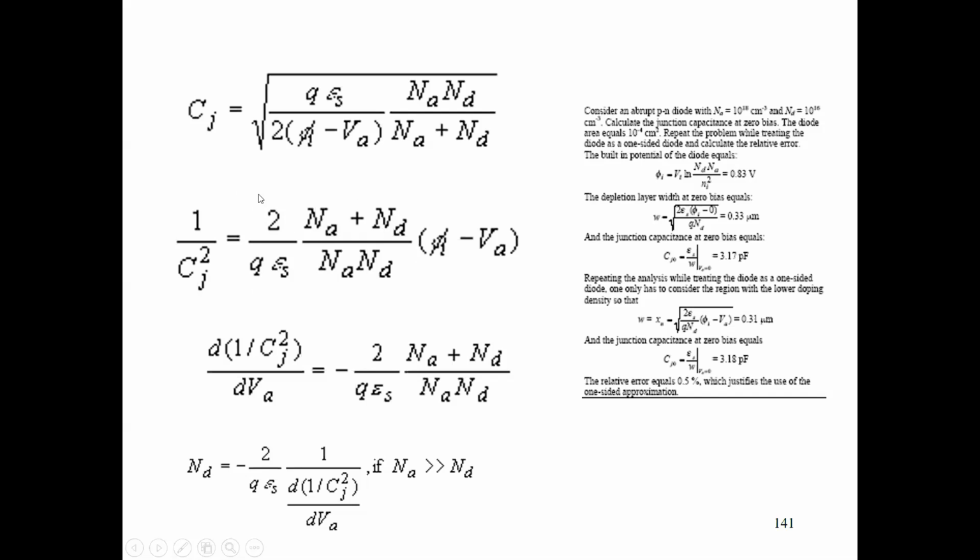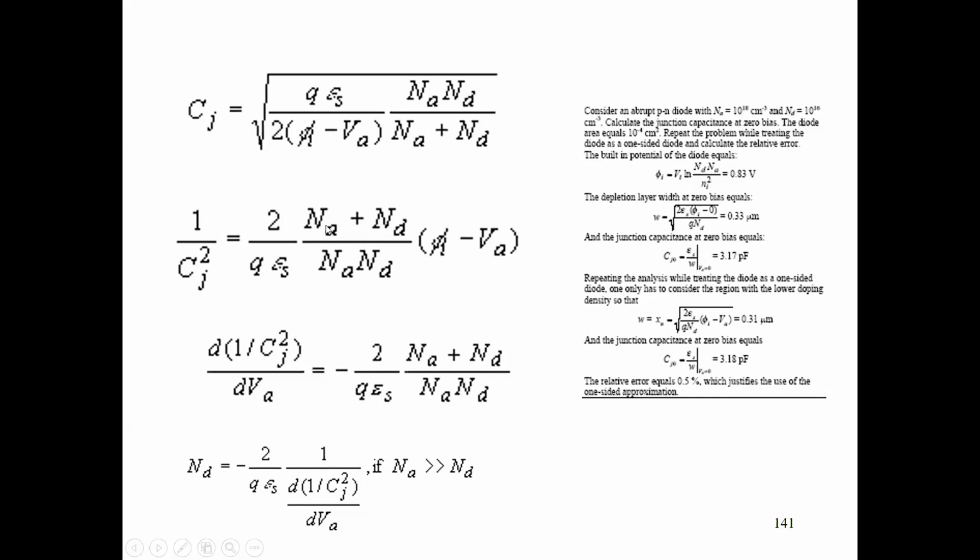Now, this is all constants. That's the electron charge. That's the dielectric constant of the semiconductor, which is a material constant. And this depends on the doping on the two sides, all right? So what this expression tells us is if I replotted the CV data as 1 over C squared as a function of voltage, from the slope, I should be able to get an idea of the doping concentration, all right?